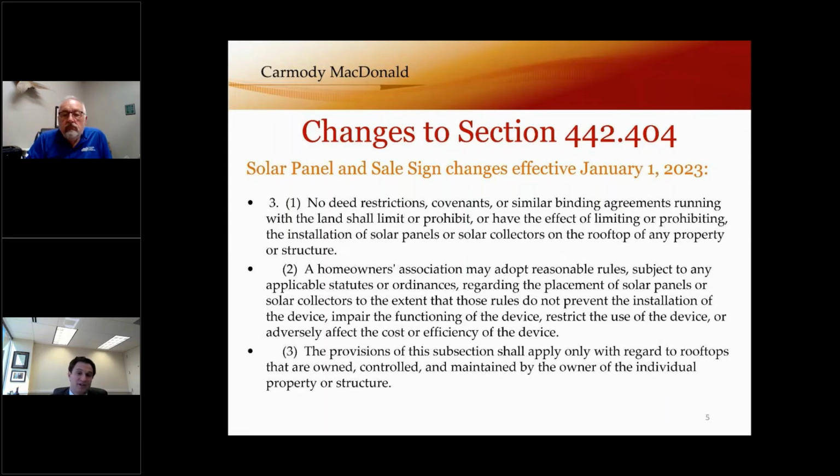We can have a separate conversation about solar panels and rooftops the association maintains, but this is only, I own my home, I have to maintain and control that roof, and so I have the right now to install solar panels on that roof if that's the case. However, the statute goes on to say that a homeowners association may adopt reasonable rules regarding the placement of solar panels or solar collectors to the extent that they do not prevent the installation of the device, impair the functioning of the device, restrict the use of the device, or adversely affect the cost or efficiency of the device.